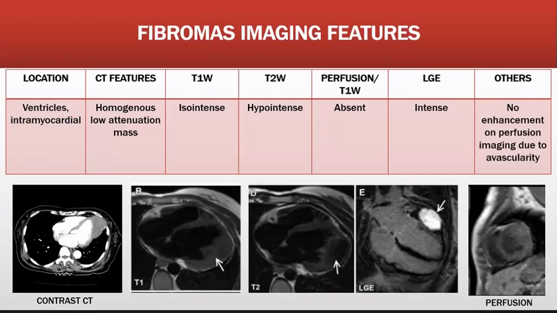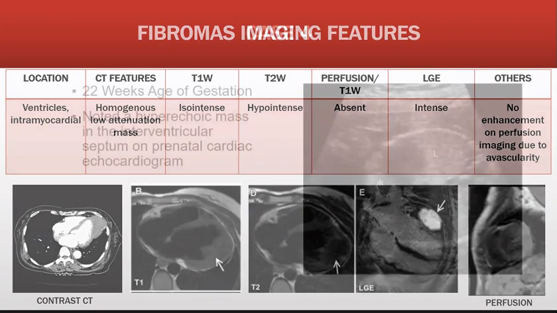Here are the imaging features of fibromas. For its location, it's usually in the ventricles or in the intramyocardium. CT shows a homogeneous low attenuation mass. T1 is isointense. T2 is hypointense. Perfusion is absent while late gadolinium enhancement is intense.